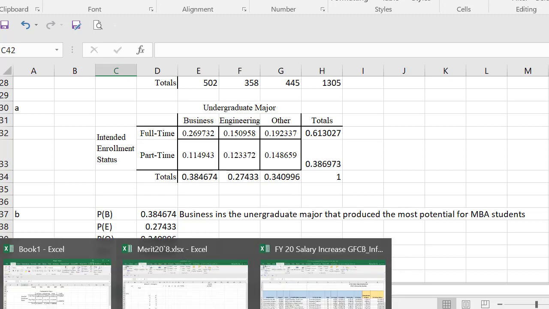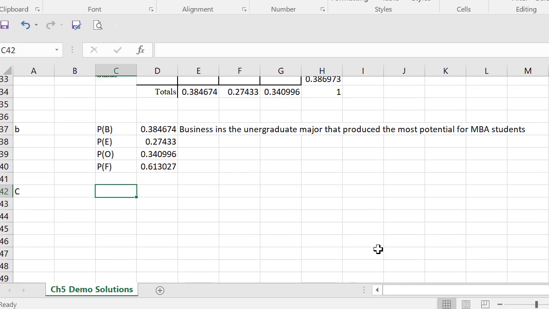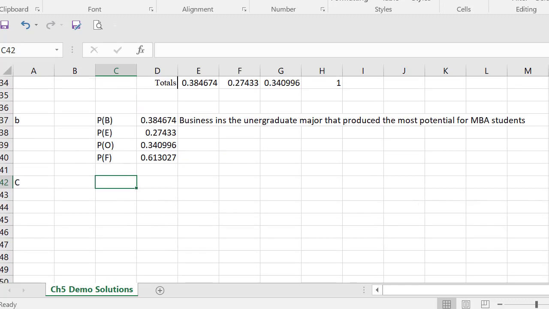So C asks us, if a student intends to attend class full-time in pursuit of an MBA degree, what is the probability that the student was an undergraduate engineering major? What this is asking then is, what's the probability of an engineering given that he was full-time? Okay, so if we look at our formulas, and I'm just going to paste those in for you.